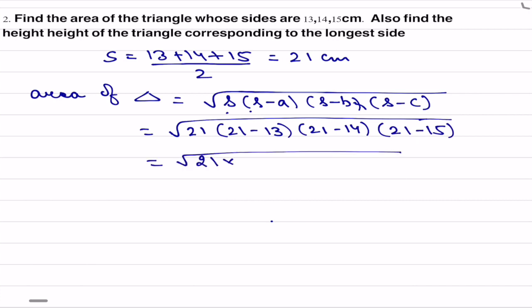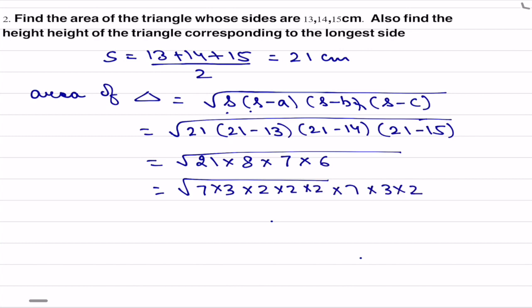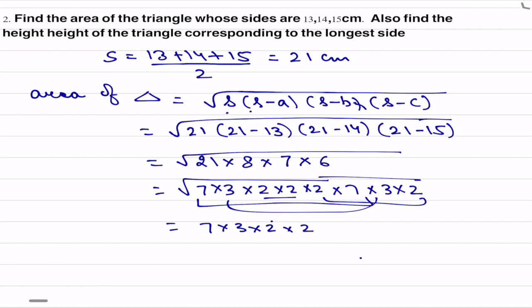So we will subtract. After subtraction we will see what is left. Now we will find out the square root by the prime factorization method. So when we take the prime factorization method, we will see the area of the triangle is 84 centimeter square. This is the first part of the question.